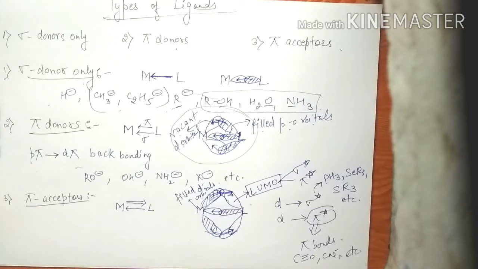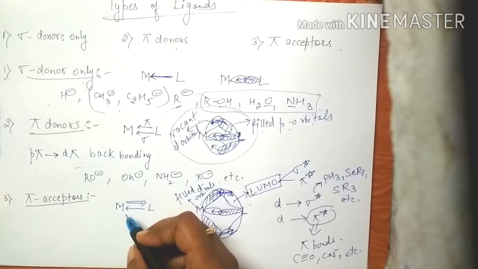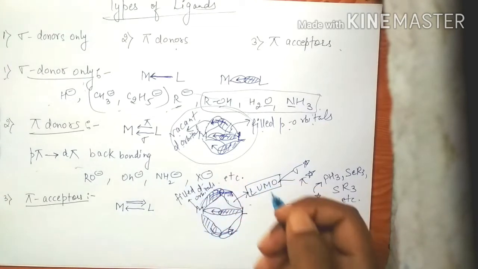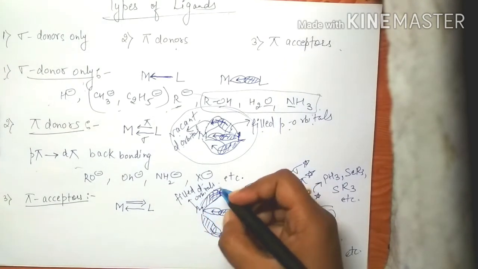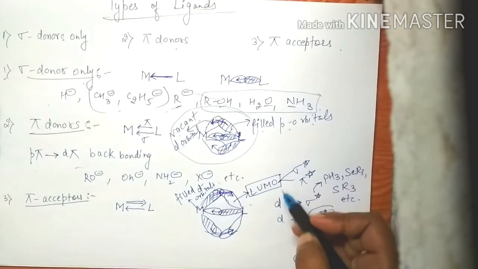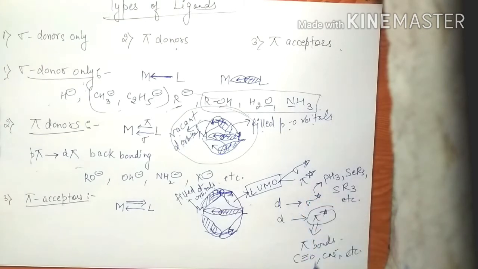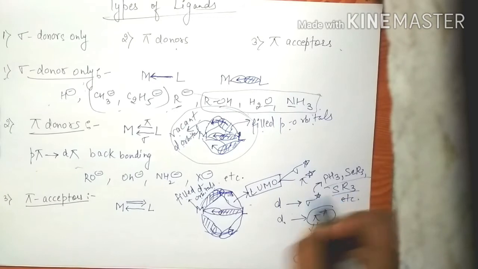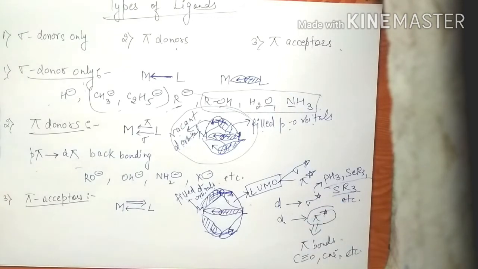So basically pi acceptor ligands are those which give a little bit of electron density towards the metal and take a lot of electron density from the metal towards themselves. The ligand takes the electron density from the filled d orbitals of the metal towards its LUMO. The LUMO could be sigma star or pi star. If the ligand is having a pi bond in it, then it will be from d to pi star, otherwise d to sigma star. For example, ligands like these. Okay, so this is all about the pi acceptor ligands, right?